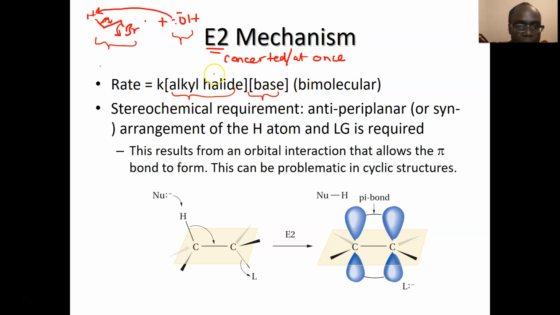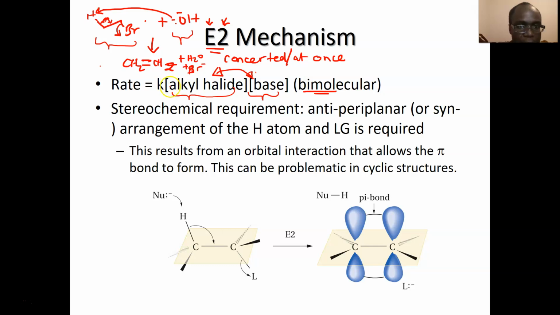Okay, so because these two species dictate the rate, the reaction is bimolecular. But it's bimolecular elimination because you are making pi bonds. Because from this reaction, one would expect to get a new pi bond. So in this case, it will be CH2CH2 plus H2O plus Br minus, like I wrote before. Okay, so it's bimolecular, just like SN2 is bimolecular.